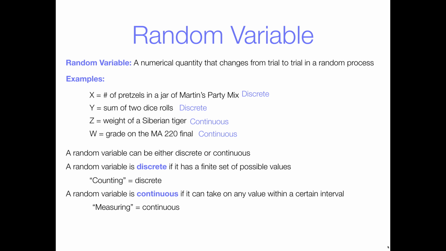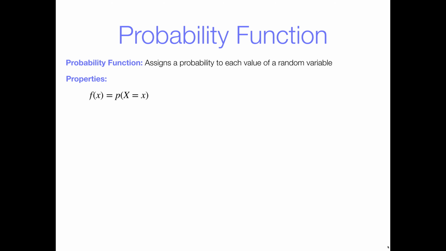Right, continuous. So next up, probability function. By definition, a probability function assigns a probability value to each random variable. It's got some properties. All probability functions have these properties, and it has to have all of them. It can't only have some of them. So this can be a way to check if something is a probability function: does it meet these qualifications?